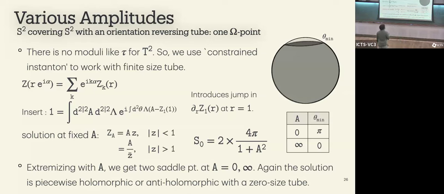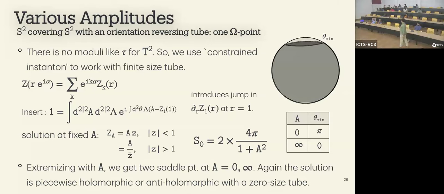And there are two saddle points. One is a minimum, one is a maximum, giving contribution minus two. The minus is coming from the one loop correction, which I didn't show.